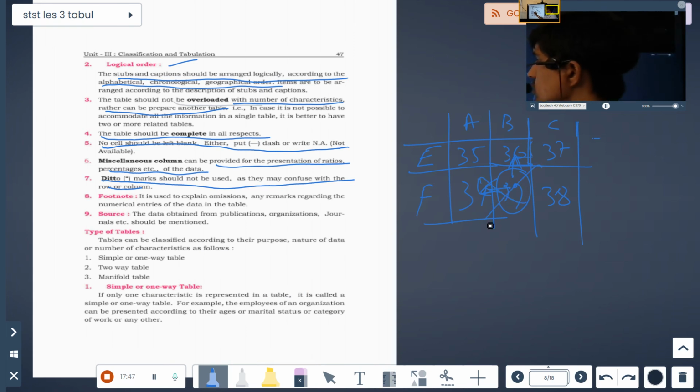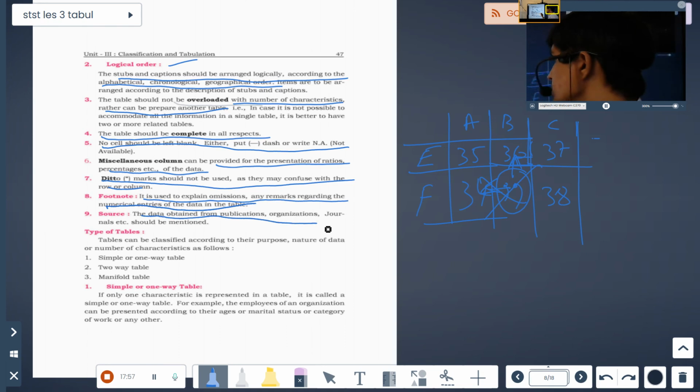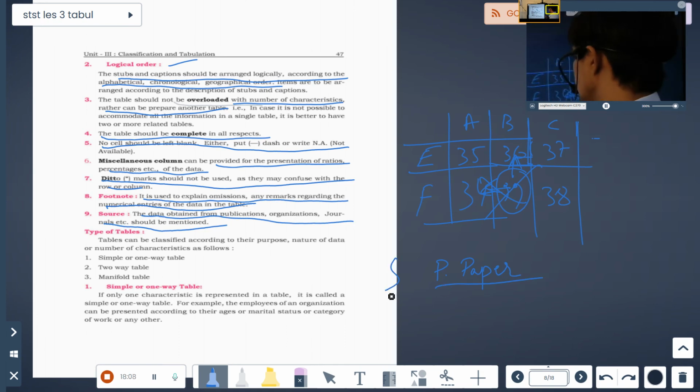Footnote is used to explain omissions and any remark regarding numerical entries of the data in the table. You will come across this. Source: the data obtained from publications, organizations, journals, etc. should be mentioned. If you are getting this from a newspaper, say the Prajavani paper as a simple example, I have taken this from the Prajavani paper. This will be your source. That is the meaning of this.